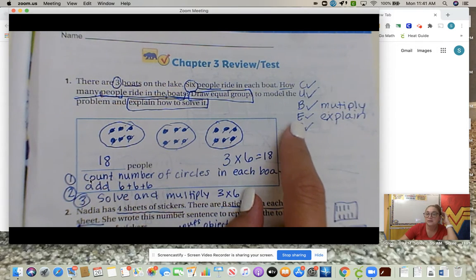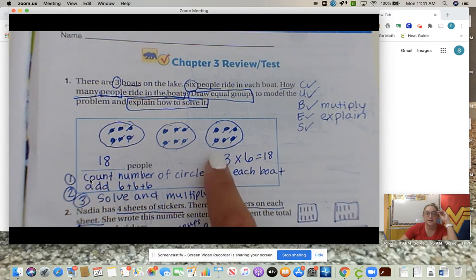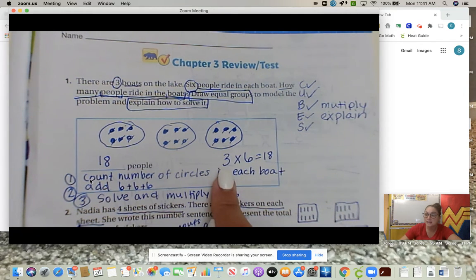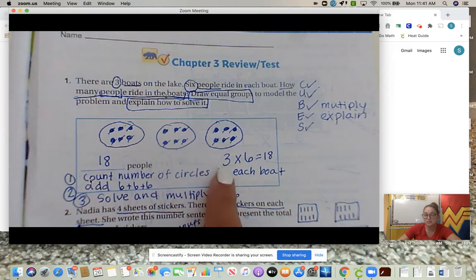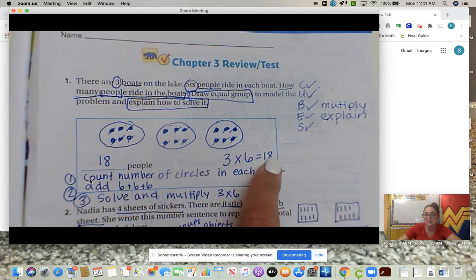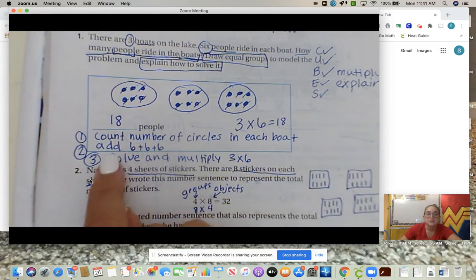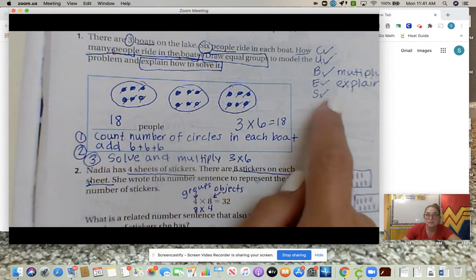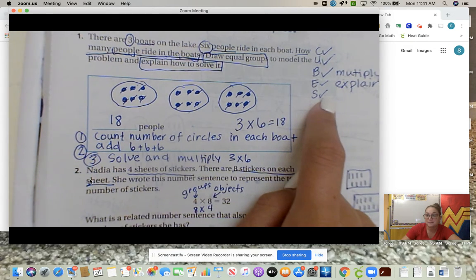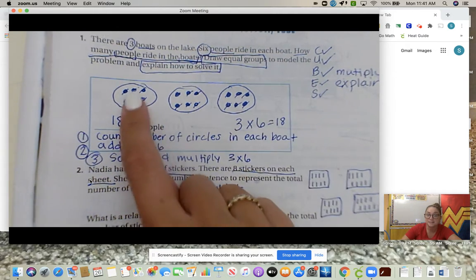So now we need to solve it. We have our picture. We know it's 3 times 6 because the first number with groups and objects is the groups. 3 groups times, how many are in each group? There are 6 in each. So 3 times 6 equals 18. So there are 18 people. So that is solve and label your answer. So there are 18 people total.